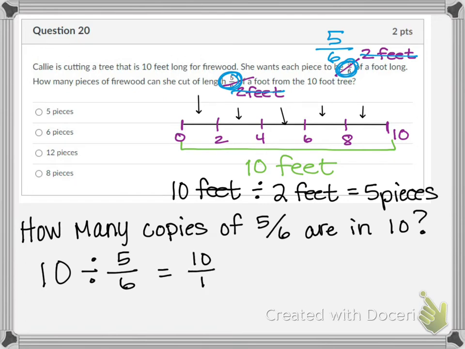So we're going to write 10 over 1 as a fraction. We change the division to multiplication because that's how you divide by a fraction. And then we take the reciprocal of the second fraction. So this becomes 10 over 1 times 6 over 5.